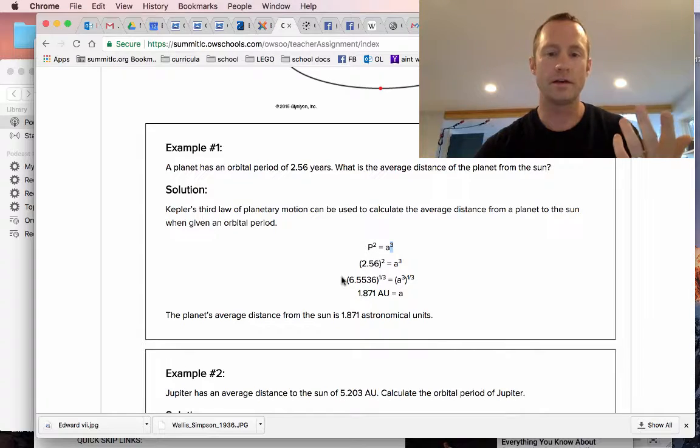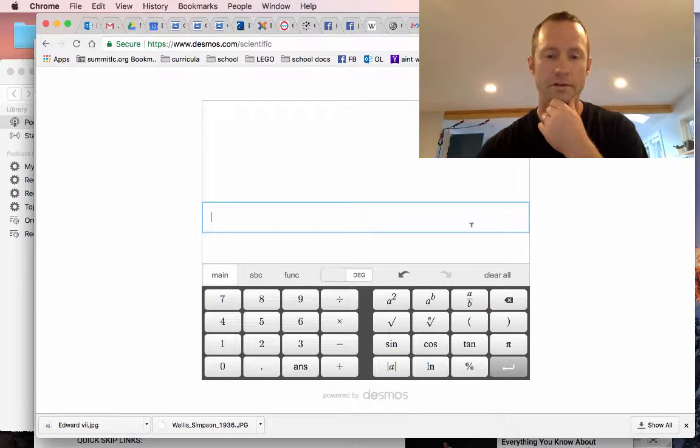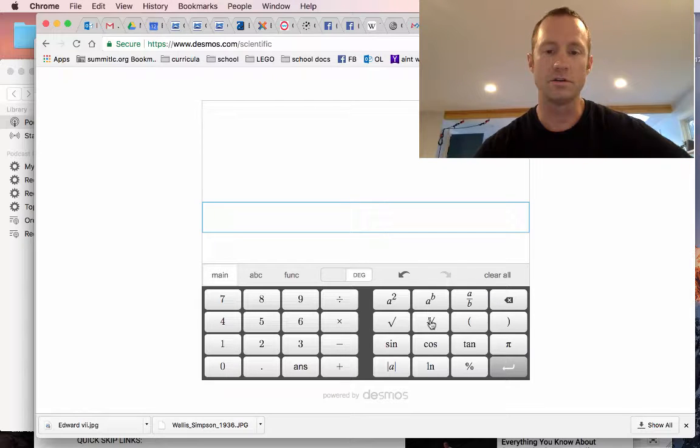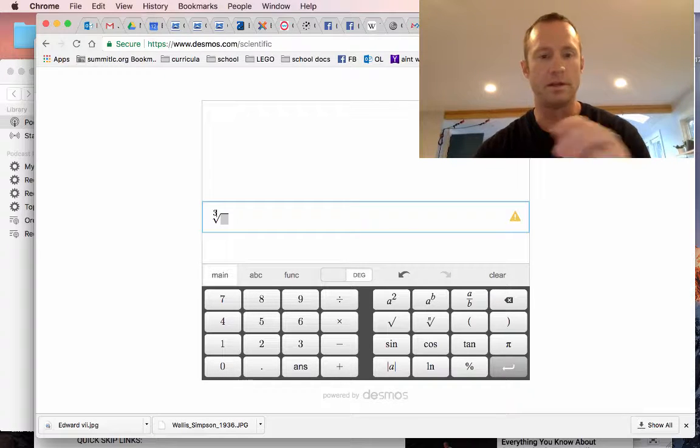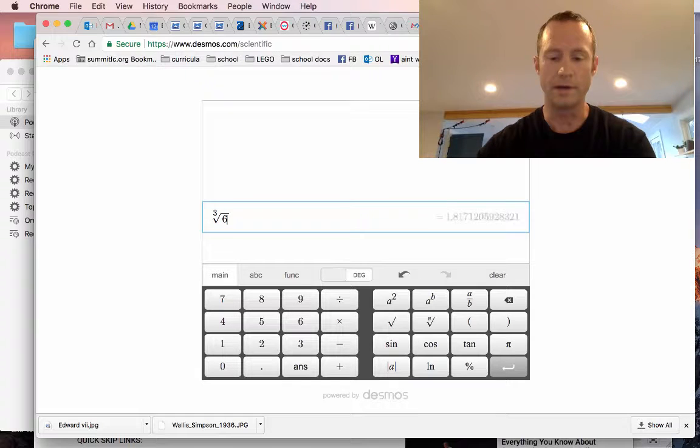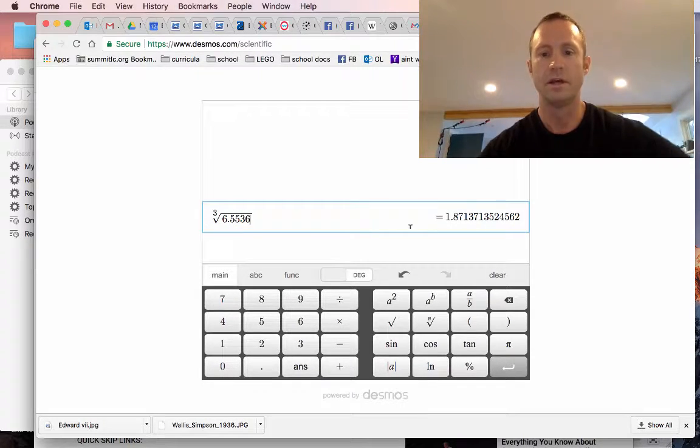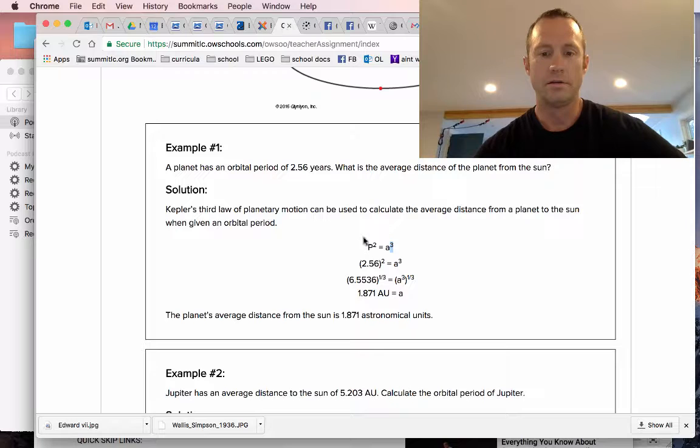And the way you do that on a calculator is just like this. I would go to your Desmos calculator, which your math teachers love. And you can find here one way to do the cube root, where you have the n with the check here. And if you just put 3 in there, that's going to be the cube root of whatever number you have. And in this case, it was 6.5536. And that's going to give us 1.871. You can see that's the right answer if I go back here to 1.871, right?